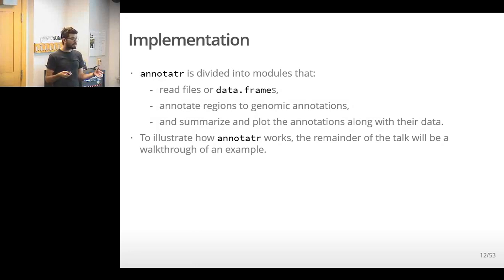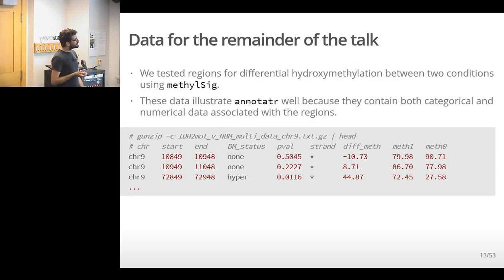From here on out, I'm going to illustrate how Annotator works by walking through an example with particular data. I don't want to dwell too much on the biology of this example data, but I just want to point out that it's differential methylation data between two conditions, using a tool that was developed in our lab called methylSig. This data is particularly nice for illustrating Annotator's capabilities because it has a categorical data variable, and it has a bunch of numerical data variables that we can play with for all of our visualization and summarization options. And of course, there are regions, so that's great.